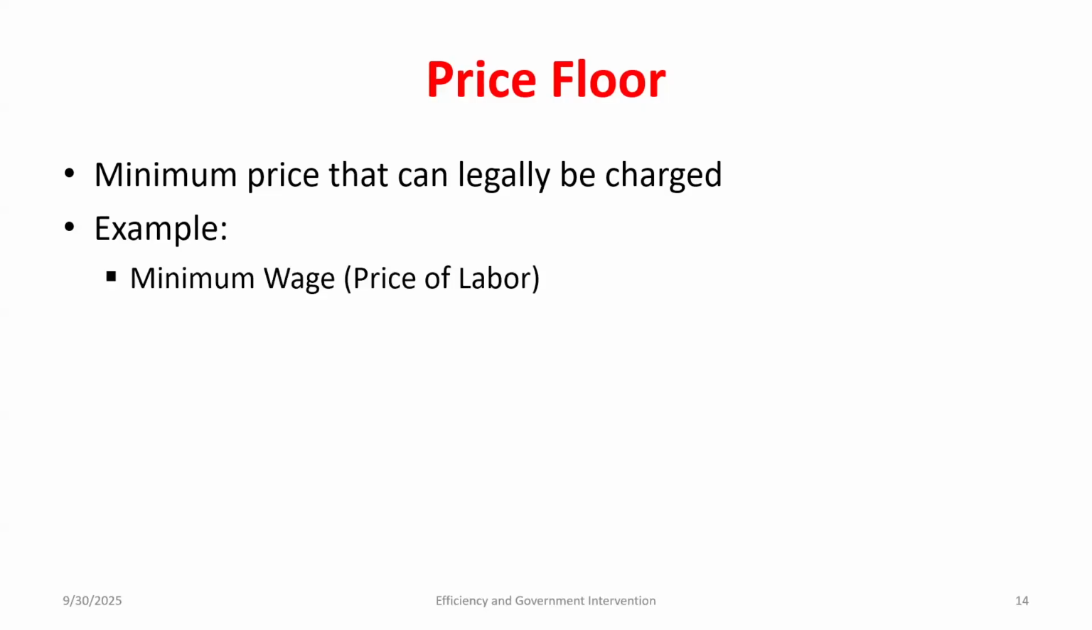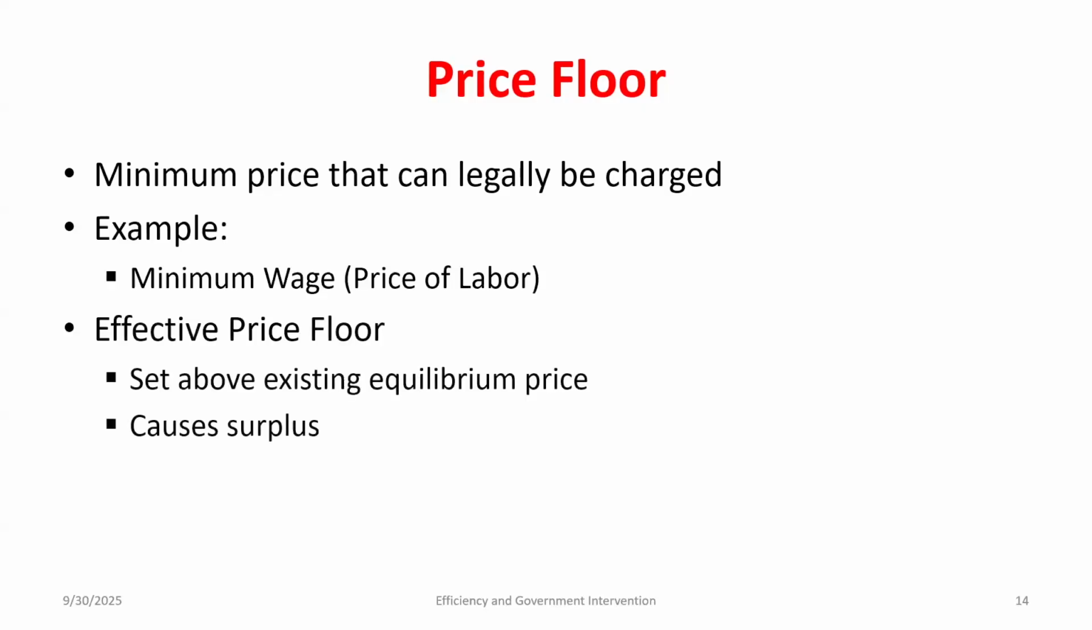A good example of this that we'll use today is the minimum wage. An effective price floor is going to do the exact opposite of a price ceiling. It has to be set above the equilibrium price. It's not going to create a shortage. It's going to create a surplus in the number of units. And if it's going to move us away from the equilibrium quantity, it should create deadweight loss. It's moving us away from the point where total economic surplus is maximized.